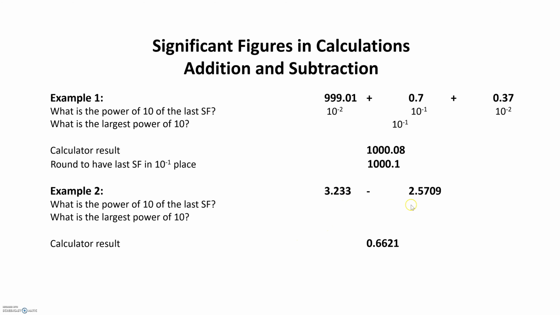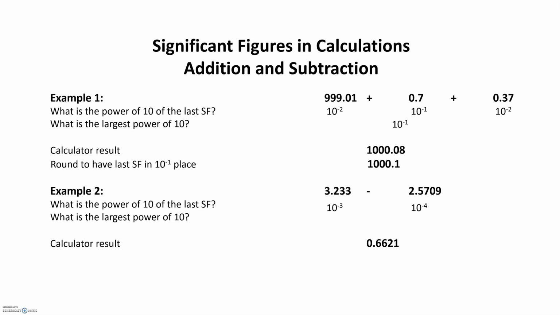All right, let's try our second example. 3.233 minus 2.5709. So again, since we're subtracting in this case, we're going to be looking at position, looking at the number of decimal places, or how many powers of 10 is our last digit. So here we have, in the third decimal place, the thousandths place, the 10 to the minus 3 power, for our first number. And in the fourth decimal place, or the 10 to the minus 4th power, is where our last significant digit is.